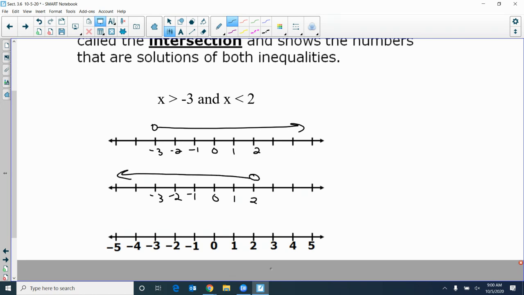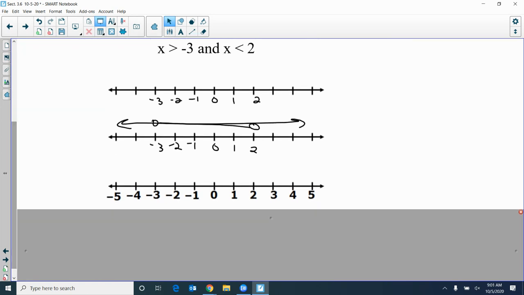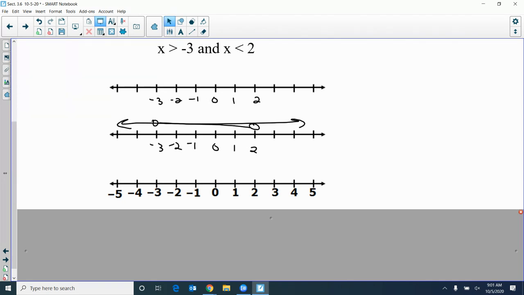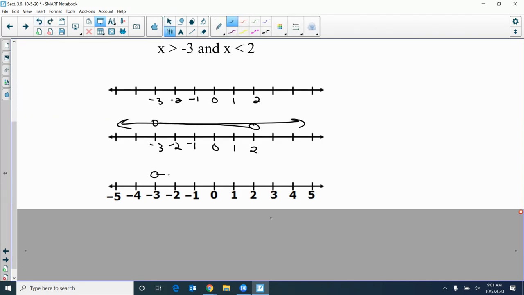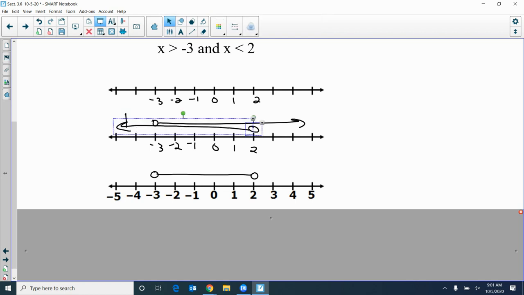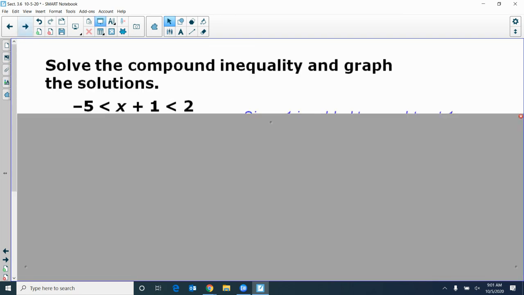If it's an and, we want to find out where they overlap. Well, where do those two graphs overlap? And that's our final answer. So you can slide this down, and they're going to overlap between what two numbers? Between -3 and 2. So our final graph will be between -3 and 2. Because technically that's where those two overlap, okay, in between those two numbers. So those are all the numbers bigger than -3 and less than 2.